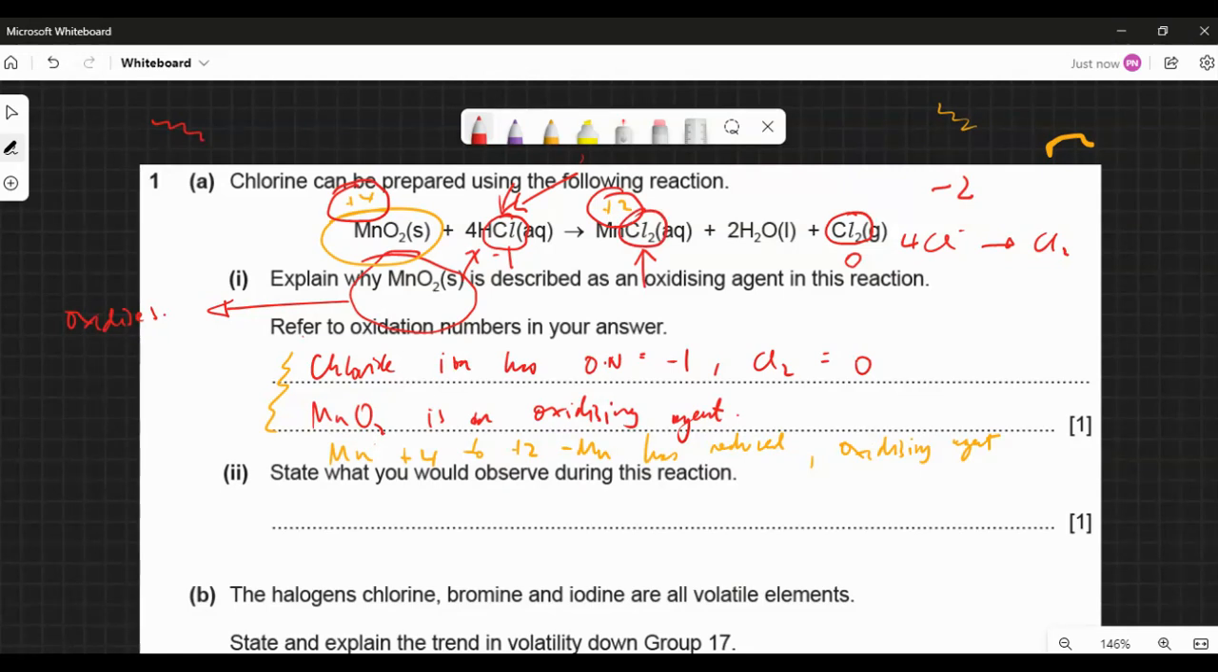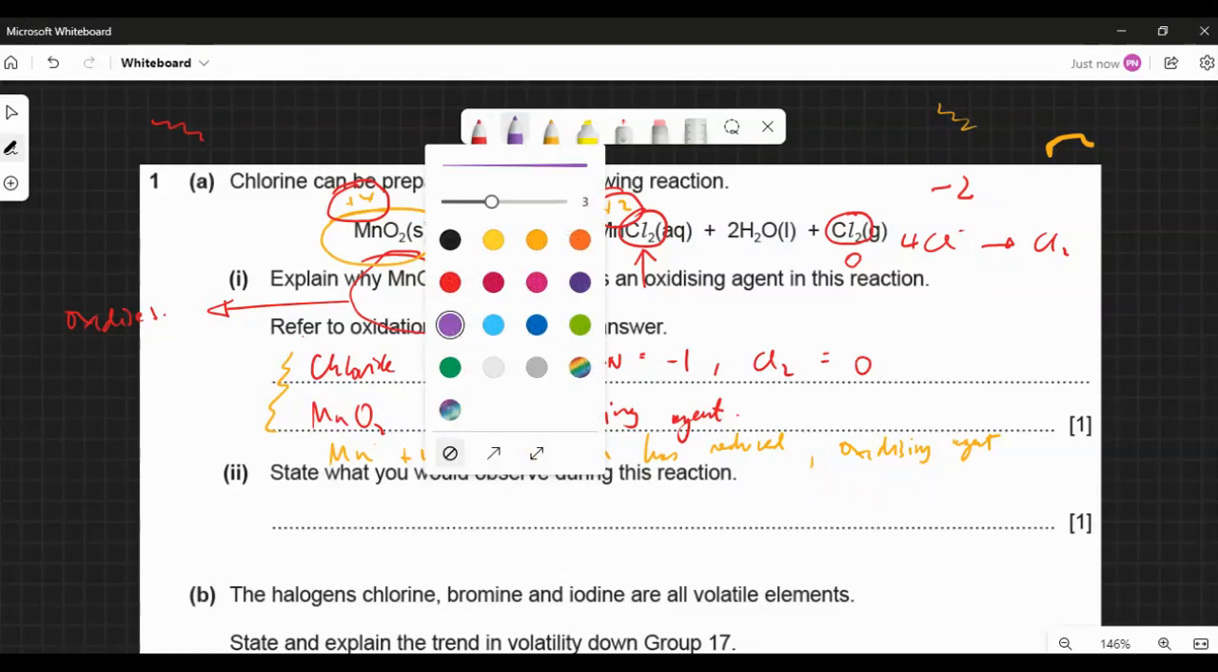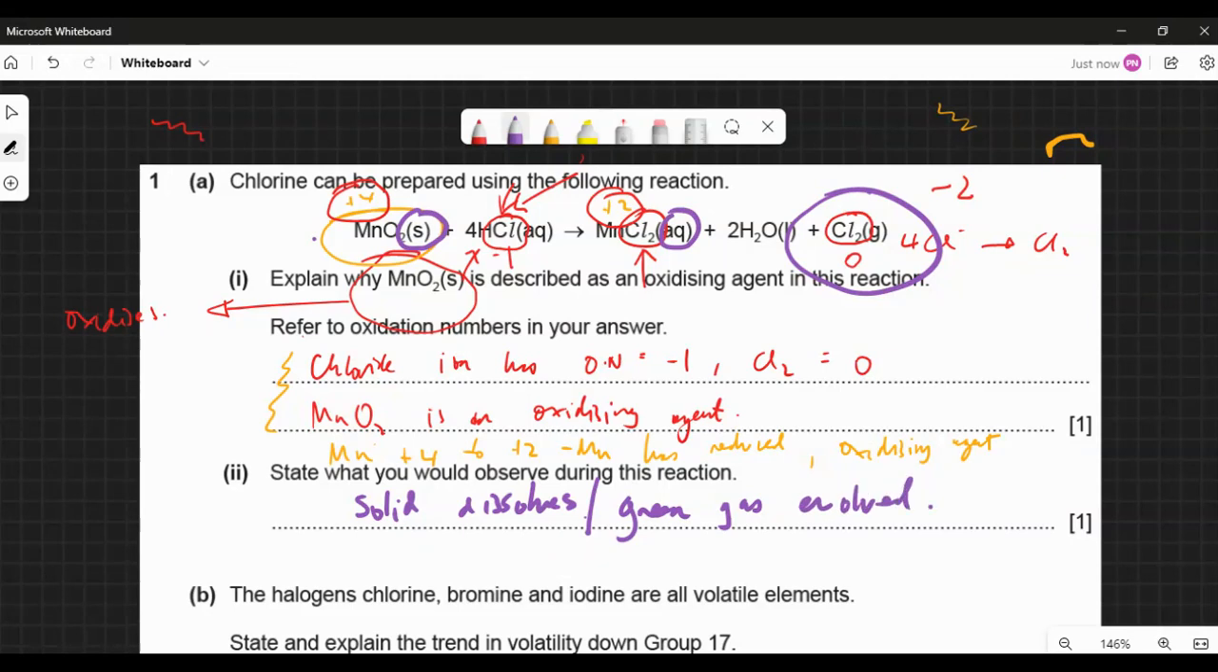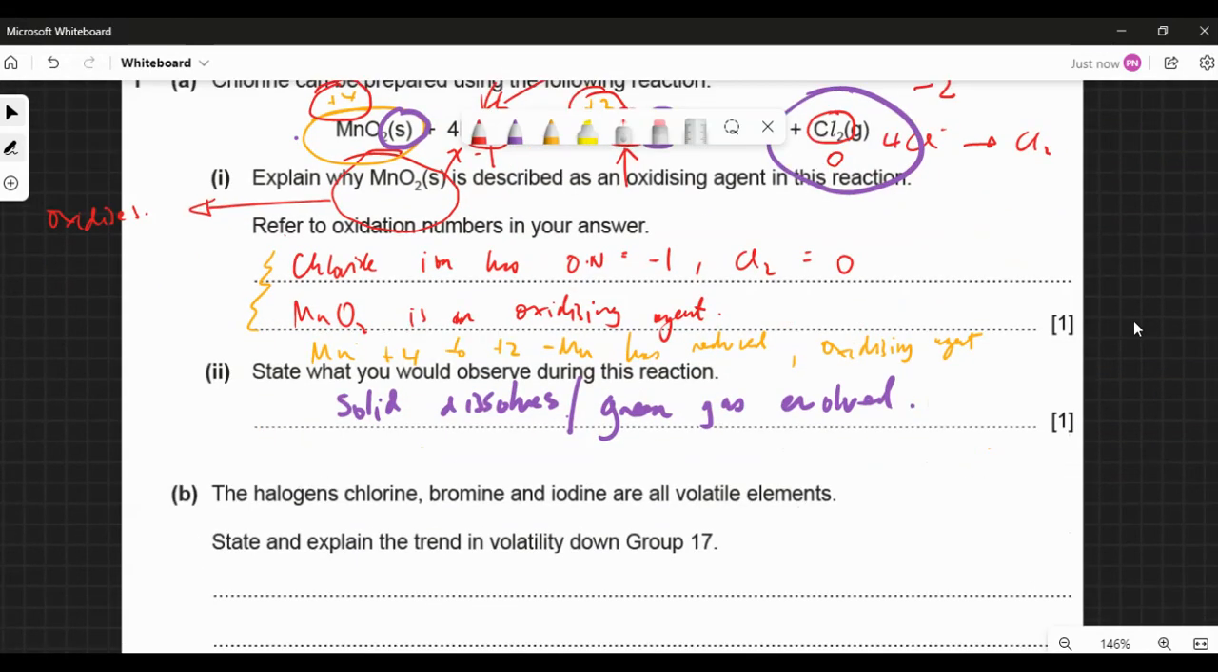Yeah? All right. State what you would observe in this equation. Well, what do you think you'd see? There's not a lot going on here, is there? But I would pick the solids going into solution. In other words, I'd simply say the solid dissolves. Okay. Now, it's possible also we're going to get a green gas evolved. Do you see that? So if there were 2 marks available, I'd say green gas evolved. So there you go. I can't think of anything else to say, but that's more than enough to say.